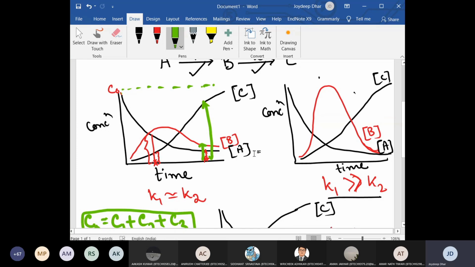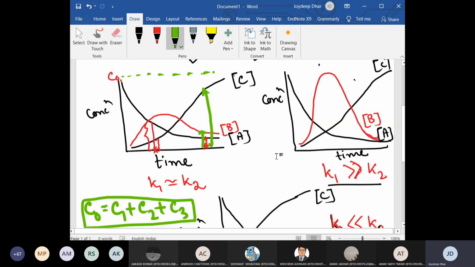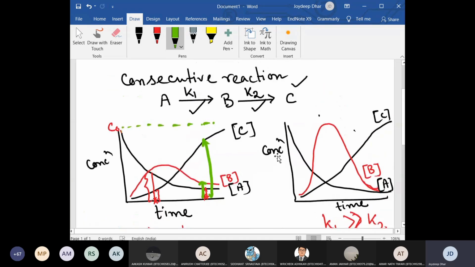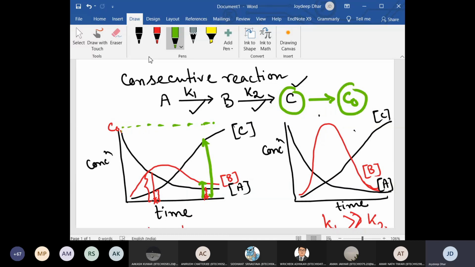Okay. Now my question to you: at any time, will the concentration of product C reach C naught? C naught is the initial concentration of A. That means in the reaction mixture you will not have any A, you will not have any B, only C. Will it be possible? Yes or no?